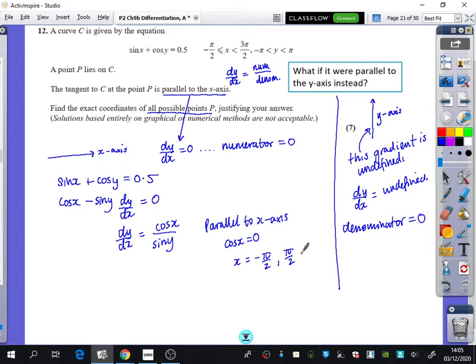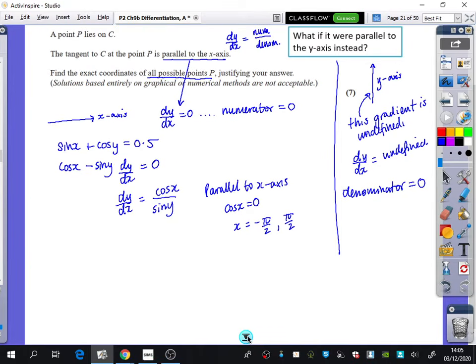Yeah, going to go back to the first equation now. So my first equation is sine x plus cos y equals 0.5, and we're going to find out what y is equal to. Well, if x is equal to minus pi over 2, we're going to have to deal with this one first, the minus pi over 2. Then we're going to deal with the pi over 2.